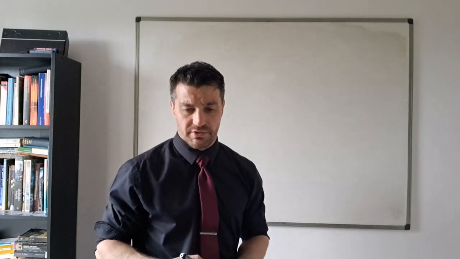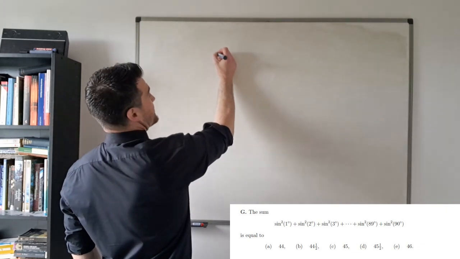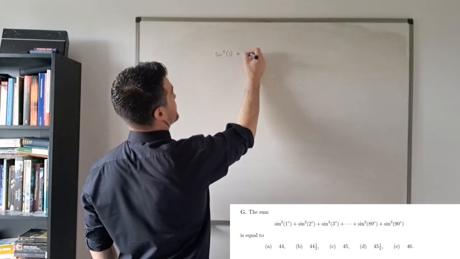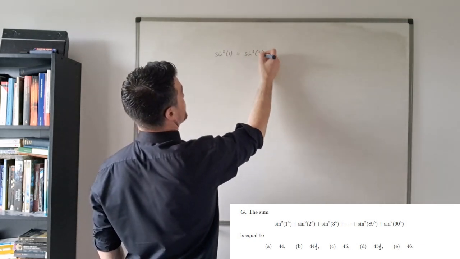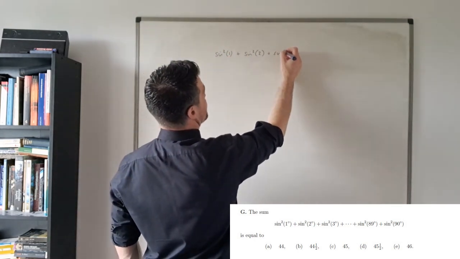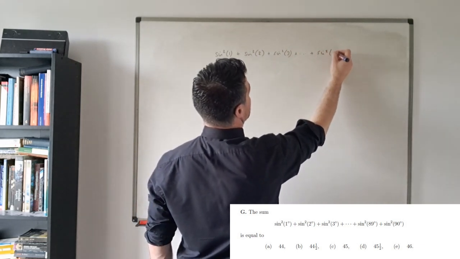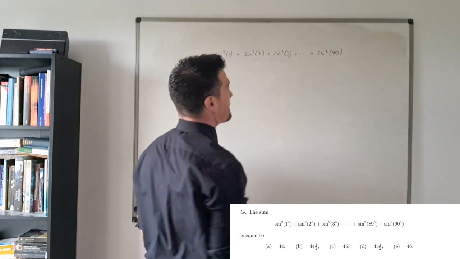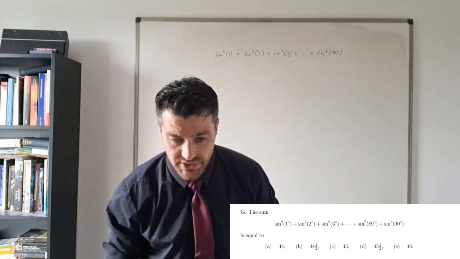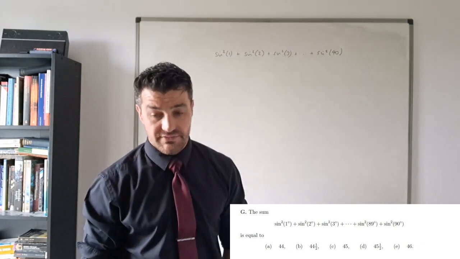Okay, so let's have a look at the problem. It's 1G, and we need to find the sum of this series: sine squared 1 plus sine squared 2. These are in degrees, by the way. So 1 degree, 2 degrees, sine squared 3 degrees, plus up to and including sine squared 90 degrees. And we're given 5 choices. Is the sum equal to 44, 44 and a half, 45, 45 and a half, or 46?